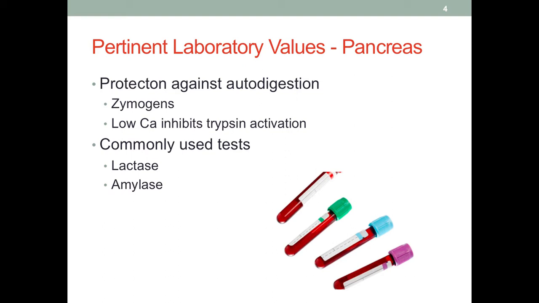Fortunately, our body has certain mechanisms that prevent autodigestion of the pancreas. For example, the pancreatic enzymes, when they are in the pancreas before they have been secreted into the duodenum, exist as zymogens. They are pre-enzymes that are not fully activated. They will be activated once they reach the small intestine. Also, there is a low calcium concentration inside the pancreas tissue, which also inhibits trypsin activation. And we know that trypsin is a protein digestion enzyme. Once activated, it can activate other enzymes and also self-activate other trypsin proteins, so it triggers a chain reaction.